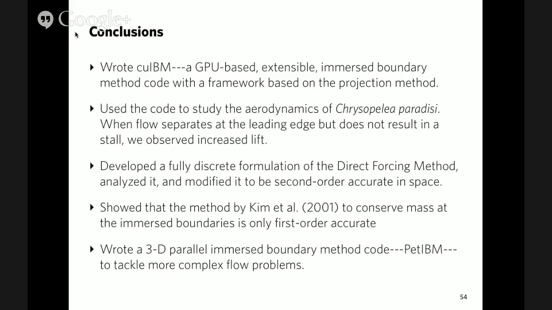Can your framework be easily extended to add a turbulence model? Yeah, actually turbulence models are very easy because they are explicit terms. So whichever kernel calculates the explicit diffusion and convection terms, you just add a turbulence model. Okay.